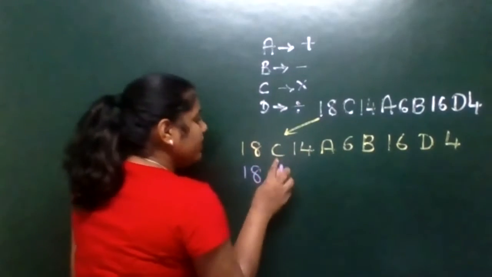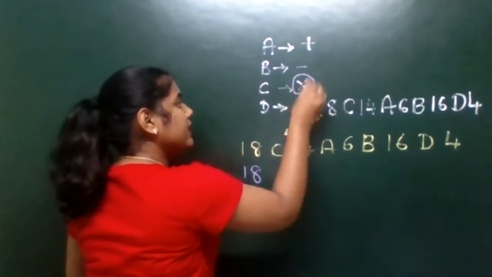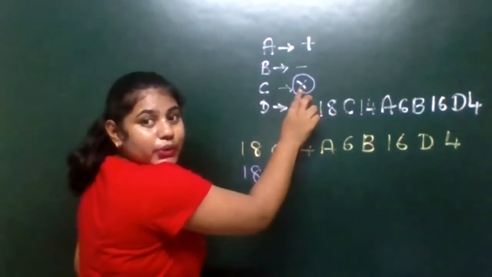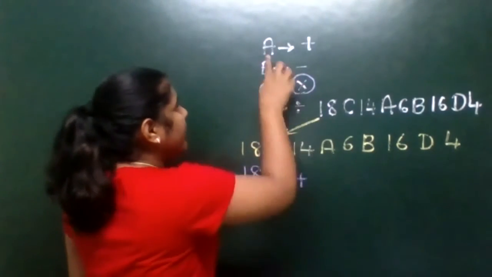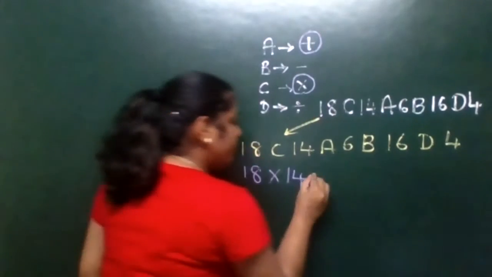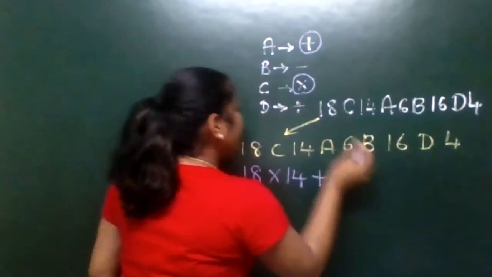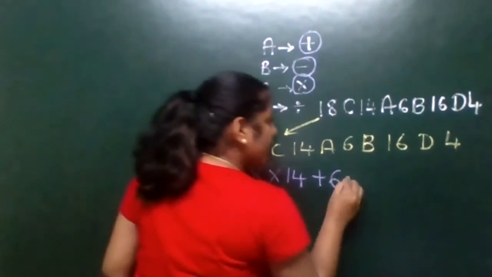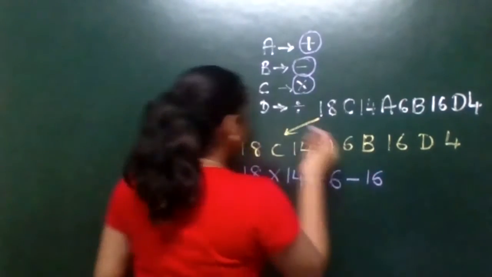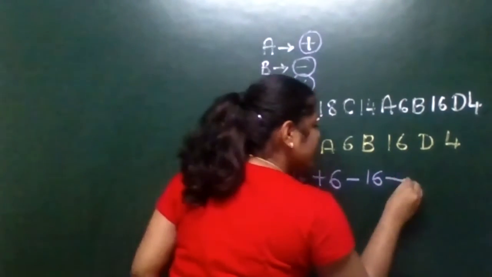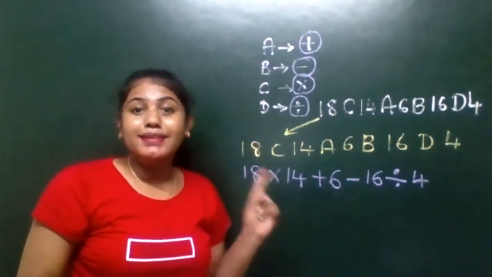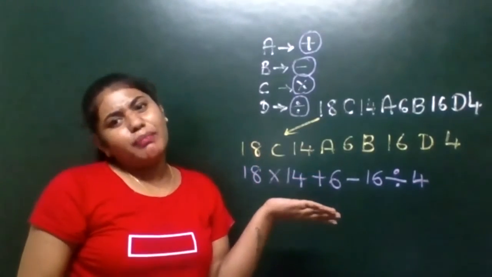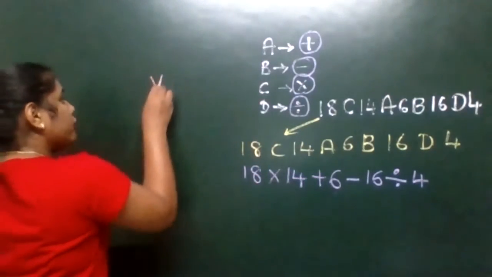18 as it is. In the place of C, I have to write into, and then 14 as it is. In the place of A, I write plus. Then 6, and in the place of B, I write minus. Then 16, and in the place of D, I write division 4. So students, listen to me. Before, they were giving all signs. Now they have given all alphabets. That's all. Now again we apply the BODMAS rule.